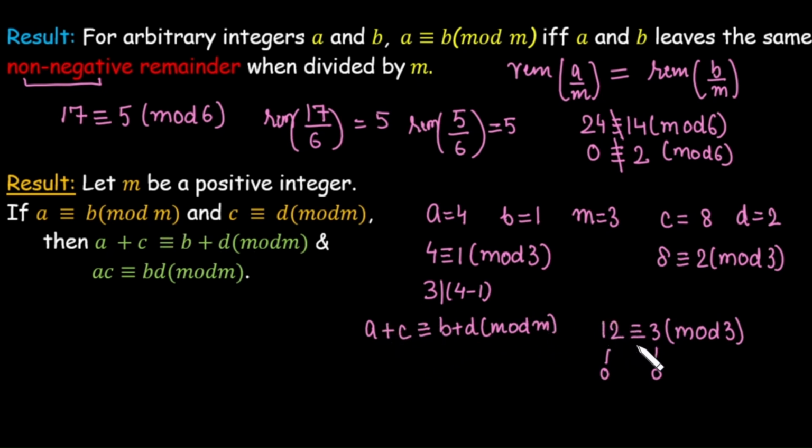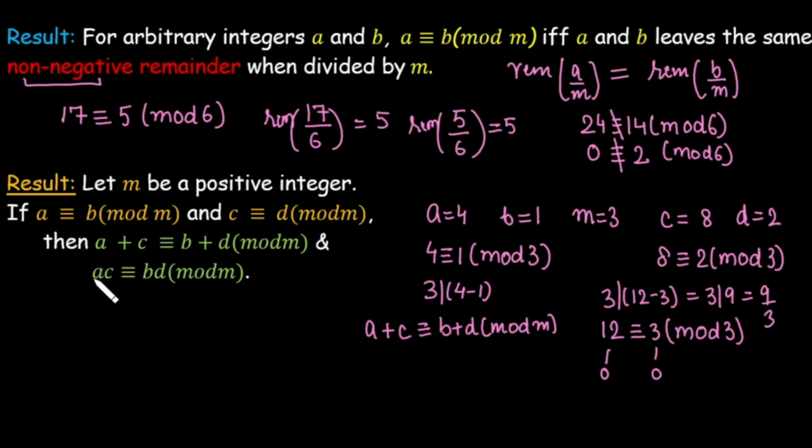If you want to proceed by the definition, we need to check it whether 3 divides 12 minus 3. That is 3 divides 9. That is 9 by 3. That is exactly divisible? Yes.